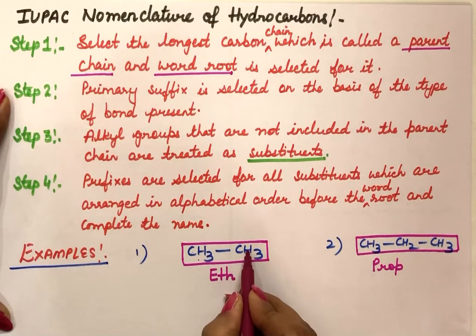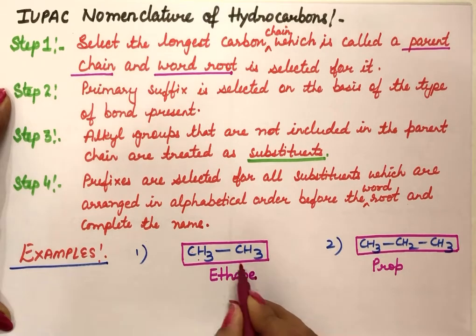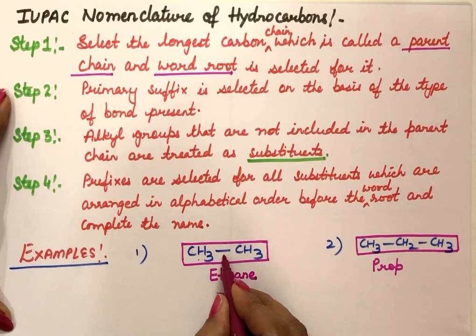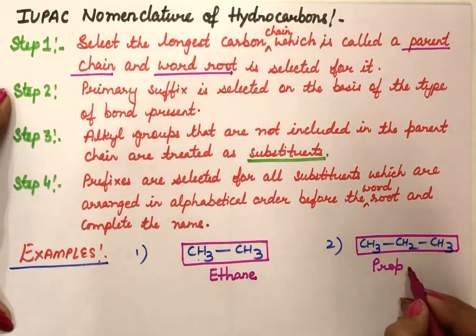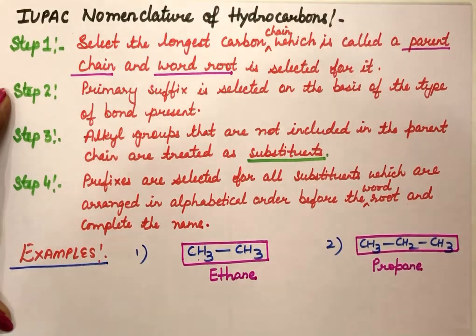Since there are single bonds here, after this word root, we will add the primary suffix ane. If we find a double bond, this one will become ene, and if there's a triple bond, this one will become ine. So this is the primary suffix. Even here, because single bonds are here, we will add the primary suffix ane. This is the second step.